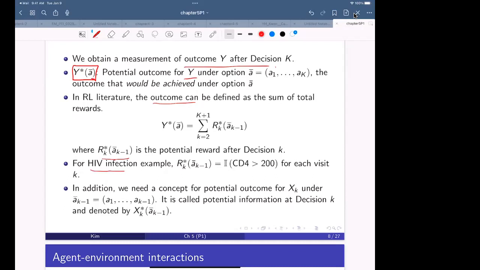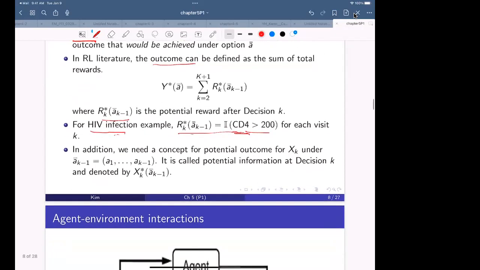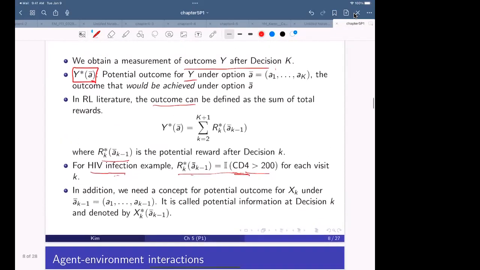In the HIV infection example, the reward is, I think, CD4, which is a count of the good blood, something like that, right? And so this is a good sign. I don't know the details, but this is one of the measurements for the reward. Anything with a star is potential.